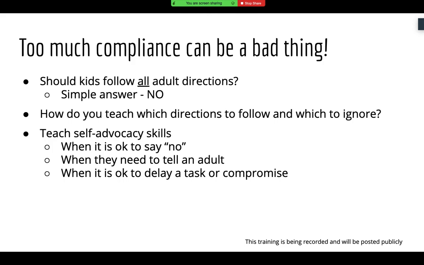So the best way to teach them is to be consistent in the way that you deliver your instructions to your children, whether you're a teacher or a parent, and be conscious of teaching them some active refusal skills. Teach them situations that they might need to talk to an adult about, and talk to them about when it might be okay to delay things or compromise.